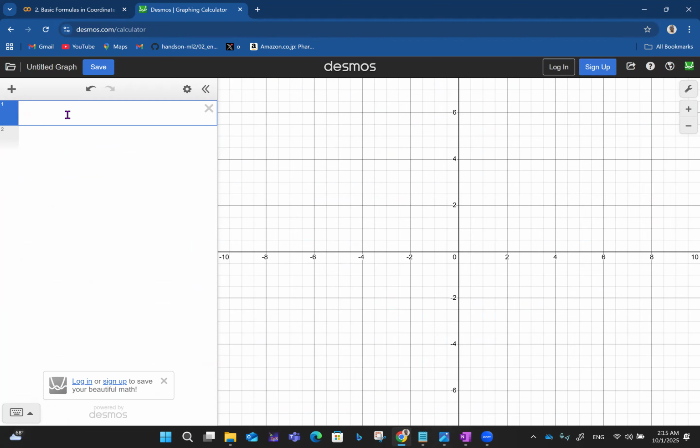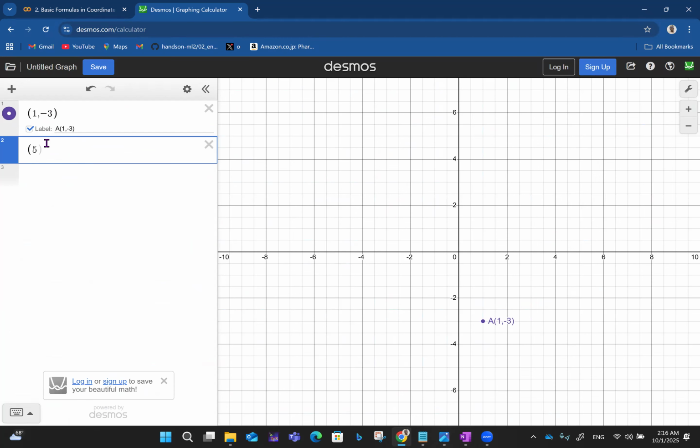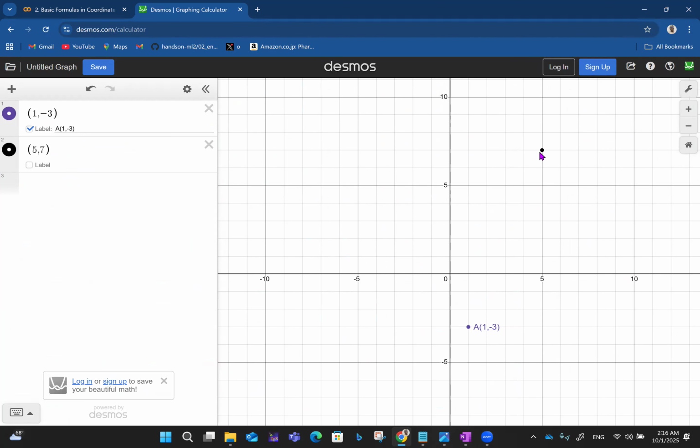So first of all, we have point A, which is (1, -3), like this. You can see that right here, (1, -3). So we label it: that's A, (1, -3). Then we have B. B is (5, 7). Yeah, this is it right here. And the label, so you see (5, 7). So that is B, (5, 7).